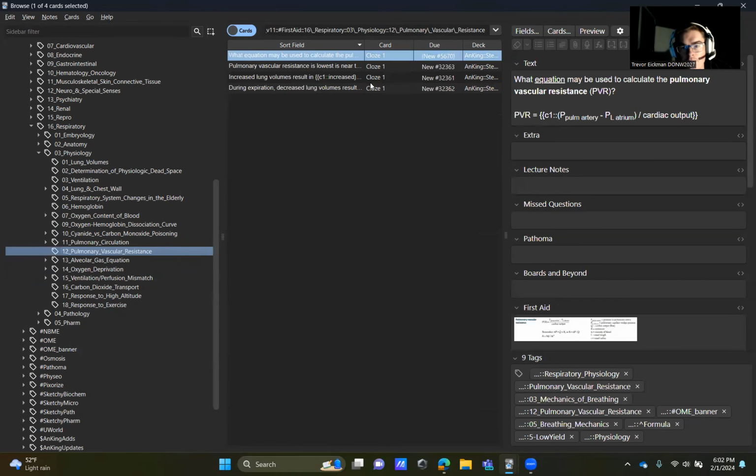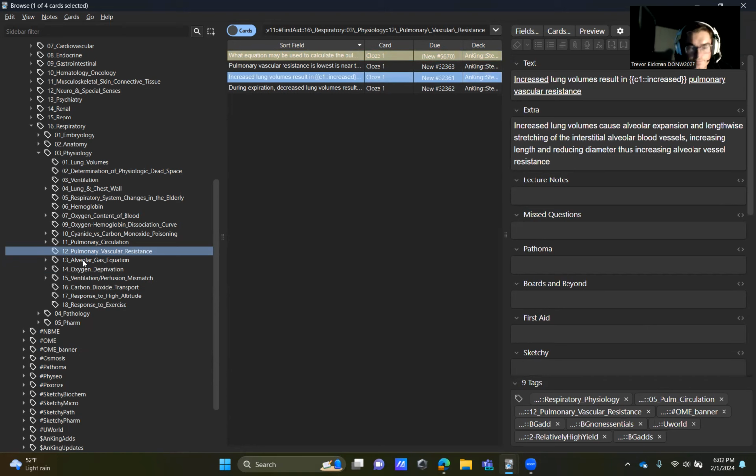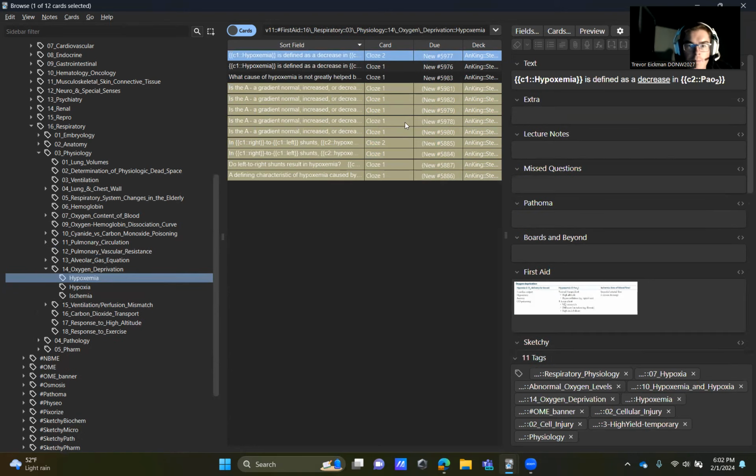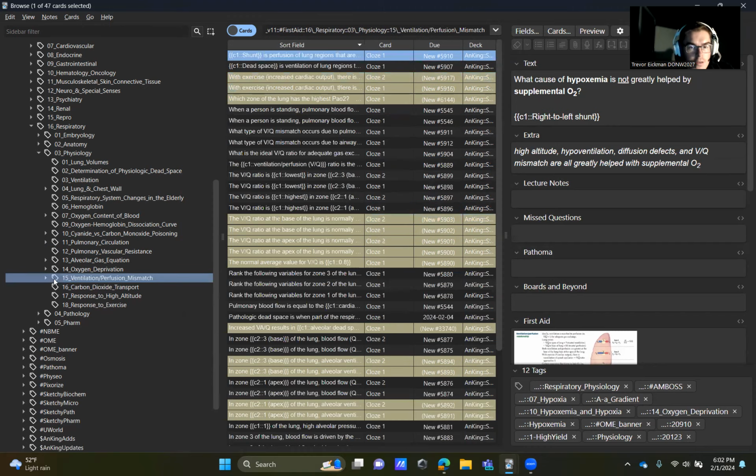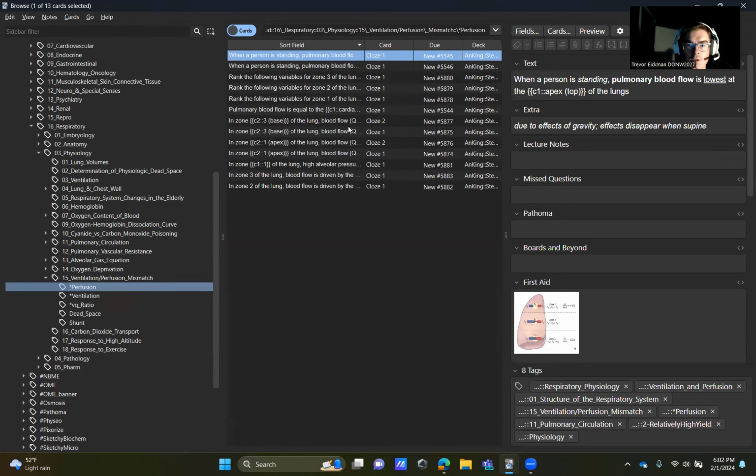And then we're going to go to 12, and all of them except the first one. I just don't feel like the big equations are super helpful, so I'm not worrying too much about those. And then you want to go to 14, oxygen deprivation, hypoxemia, grab the first three. And then you want to go to 15, ventilation, perfusion, and mismatch.